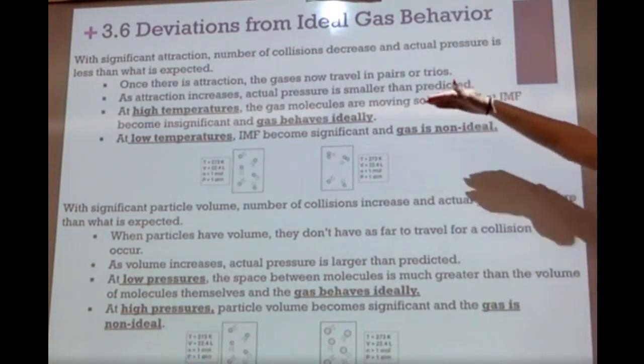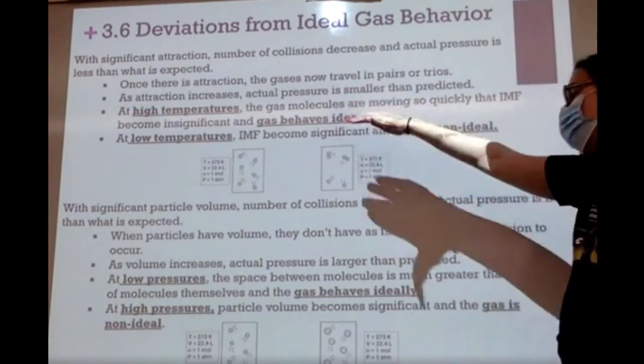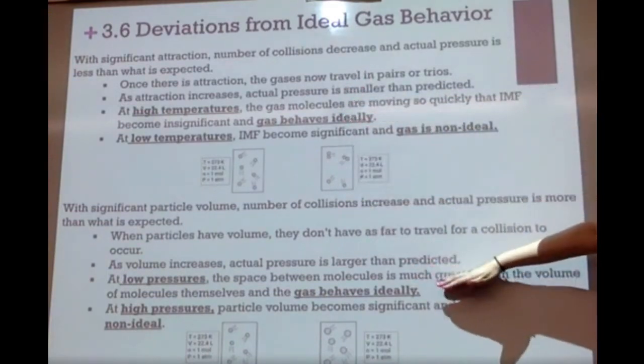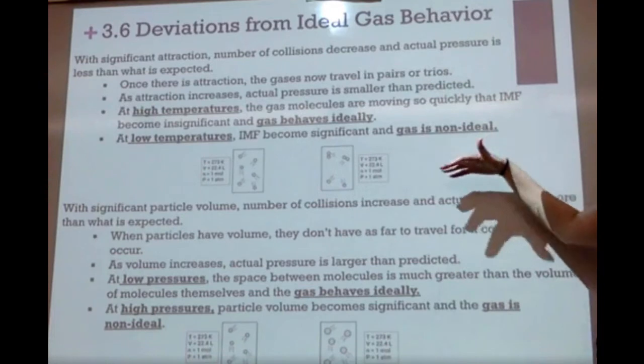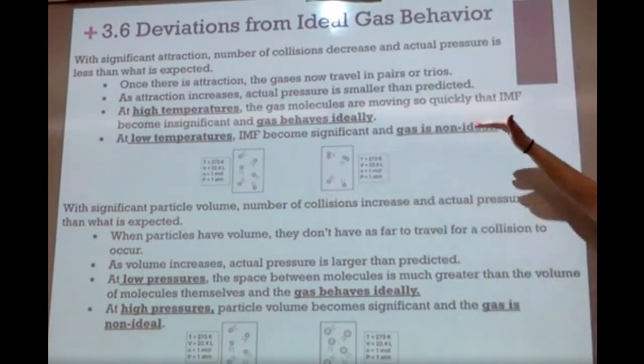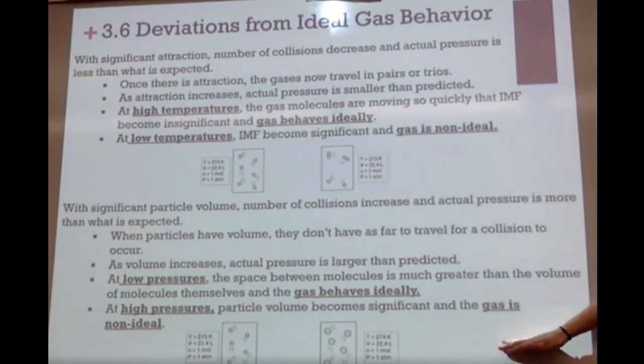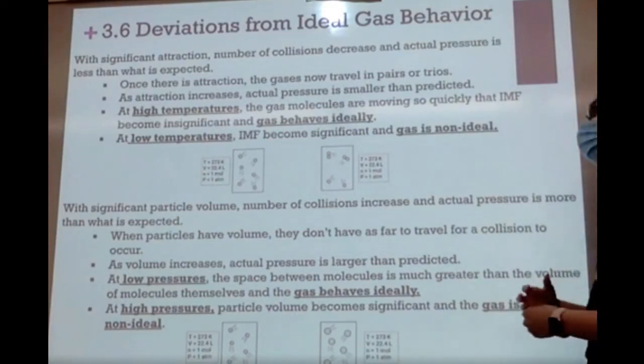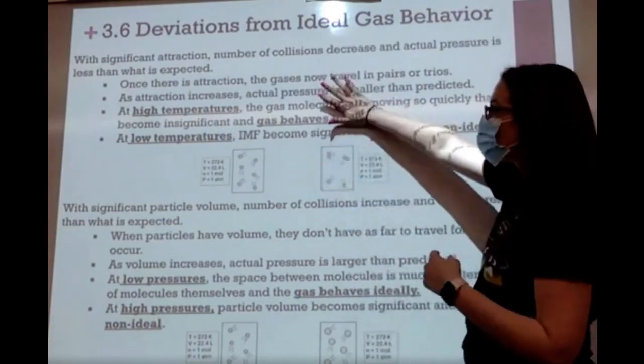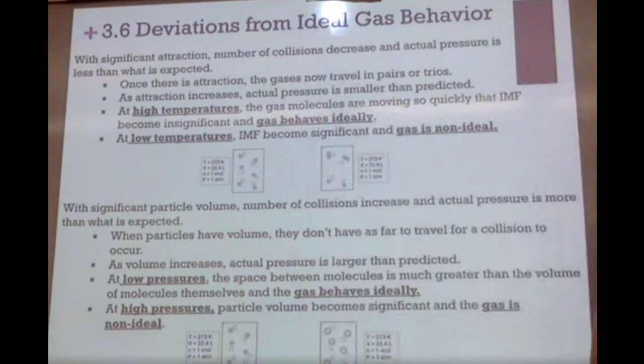So we have ideal gases at high temps and low pressures. We have non-ideal or real gases at low temperatures and high pressures. You need to know those conditions. That means that if you memorize those conditions, go for it. But it's based on attraction and it's based on particle volume. So those are the two things that affect ideal behavior.